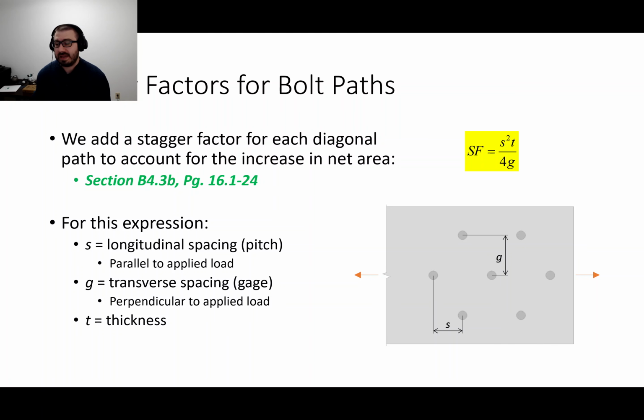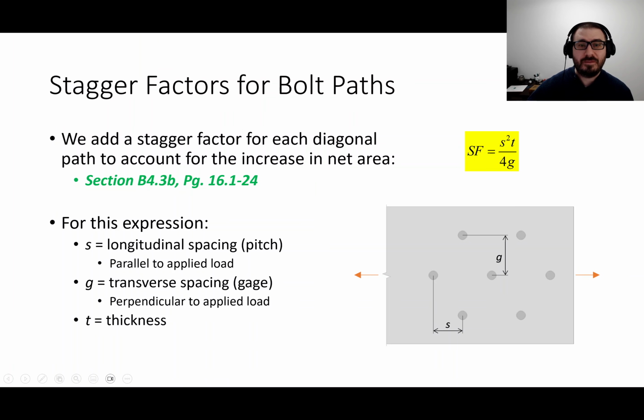Now, how do we account for diagonal paths, or how do we account for these staggered paths? Well, for every diagonal region, we incorporate a stagger factor. We add a stagger factor to each diagonal path to account for the increase in net area. And so this is what I mentioned earlier, that we take the gross area minus the area loss due to the presence of bolts. But then I said we're adding something. We have to add something for the increase in net area. And so what we're adding is a stagger factor for every diagonal path. Now, the way that we compute a stagger factor is S squared over 4G times the thickness.